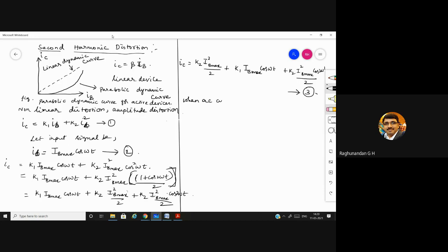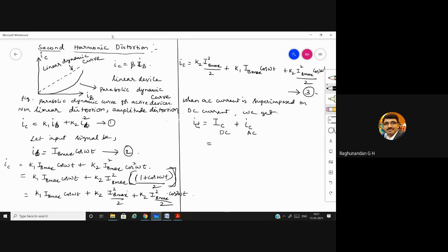AC current is superimposed on DC current, we get the capital I capital C. We have already studied that capital I capital C indicates instantaneous current, capital I capital C indicates DC, small i small c indicates AC. This is AC, this is DC.